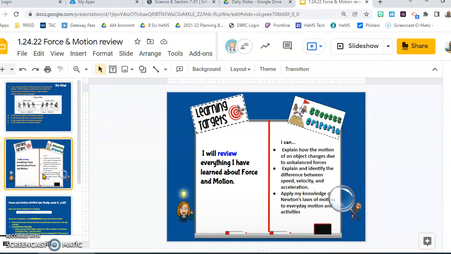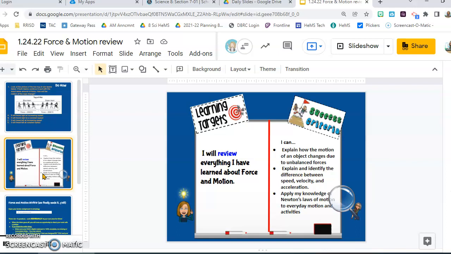All right, so today our learning target is that I will review everything that I've learned about force and motion. I can explain how the motion of an object changes due to unbalanced forces. We just did that. We could identify the difference between speed, velocity, and acceleration. Well, what is speed? That's right, meters per second, miles per hour, kilometers per hour, stuff like that. Velocity is that same measurement, meters per second, kilometers per hour, miles per hour, but with a direction to the east, to the left, up the hill. So a direction, where are we going? And acceleration is a change in speed, so slowing down, speeding up, turning left, turning right.